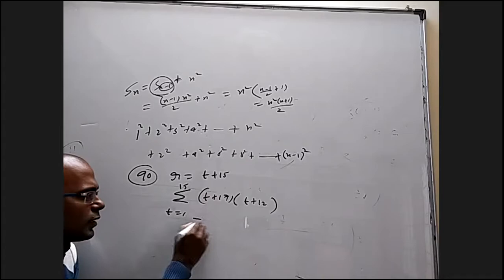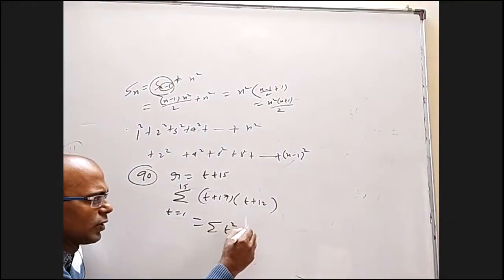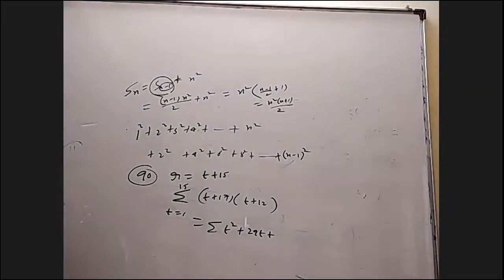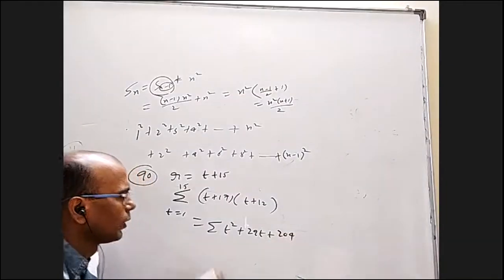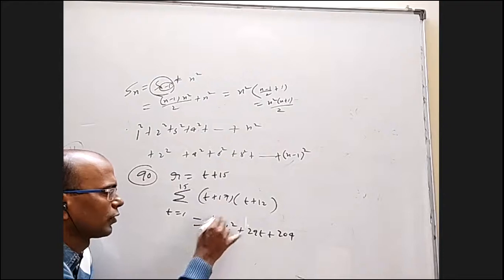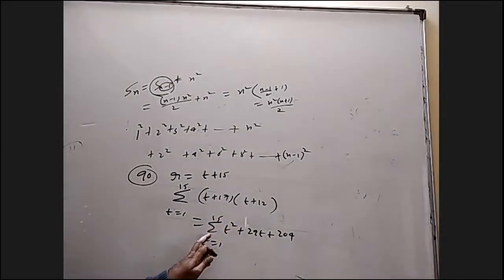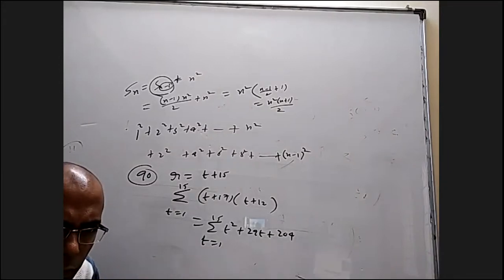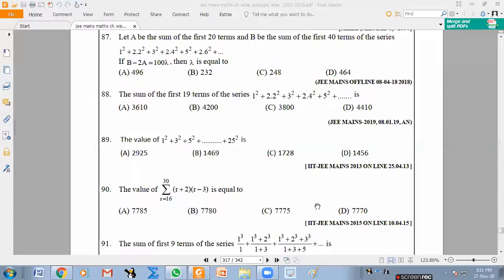If you actually expand it, it is sigma t square plus 29t plus whatever 17 into 12 is 120 plus 84, 204. T equal to 1 to 15. Now sigma 15 square, we know formula. Sigma 15, we know formula. This is 204 into 15. We'll get it. Is it okay, 90? Yes, sir. And we don't tell anything else about 90?